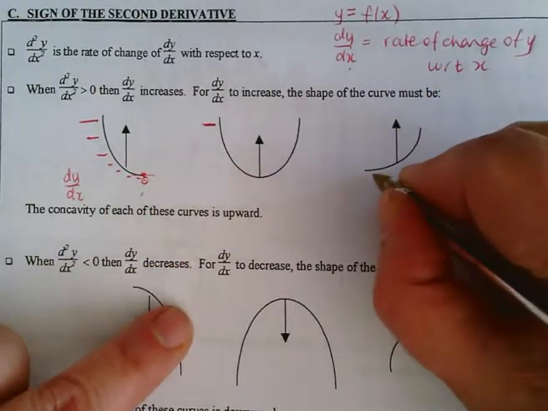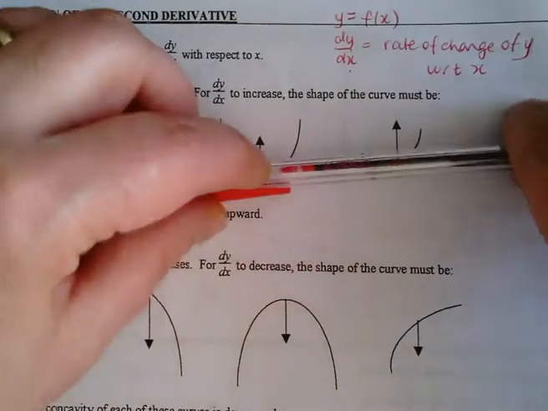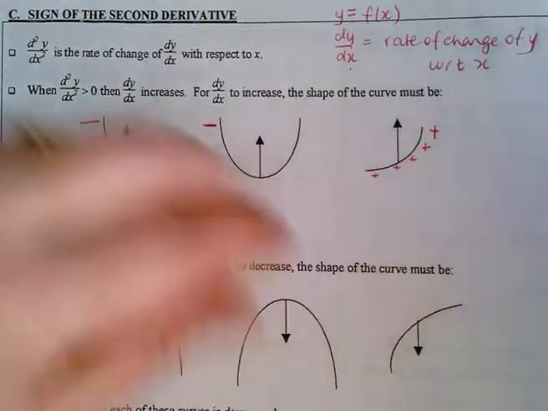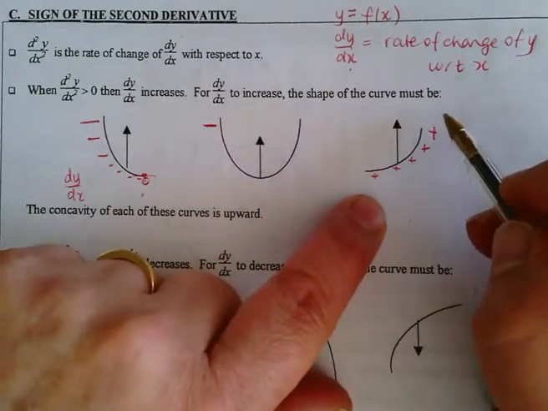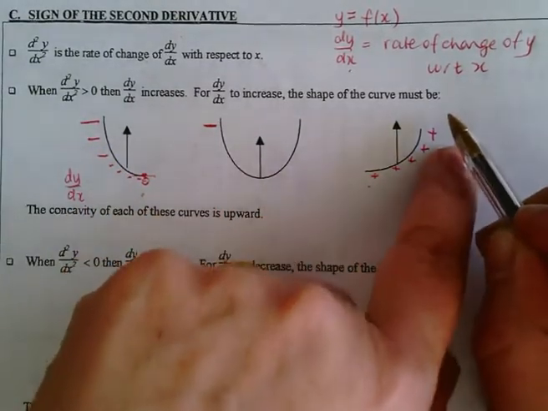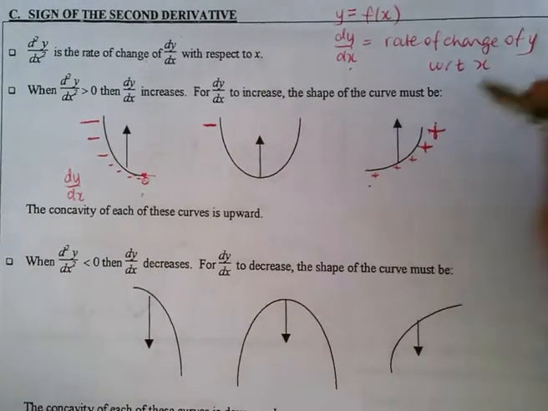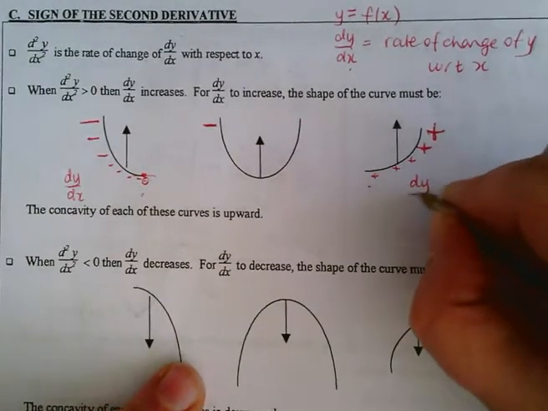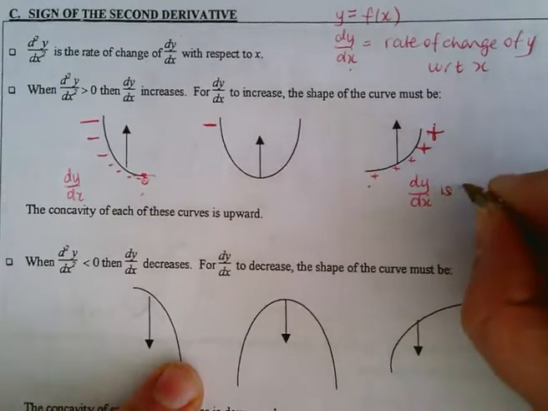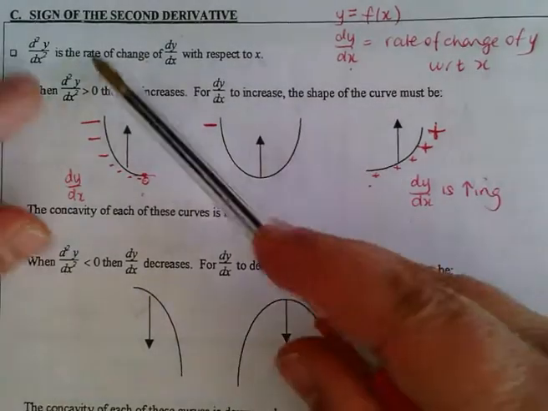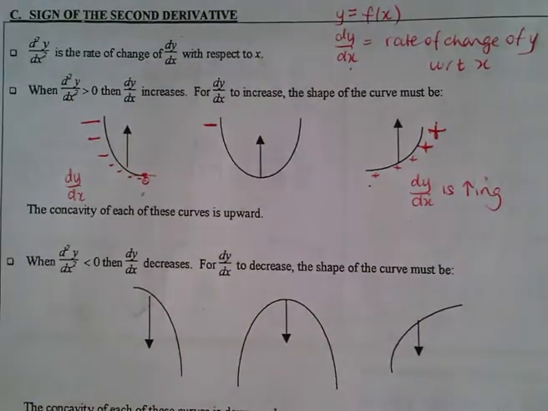Now, look at this. This is a positive gradient, but it's quite small. And this is a big positive gradient. Wouldn't you say that's steeper? I'd say the gradient's getting bigger here too. Small positive number, big positive number. dy/dx is getting bigger. dy/dx is increasing. Now, if dy/dx is increasing, the second derivative is positive, because that's the rate of change of dy/dx.